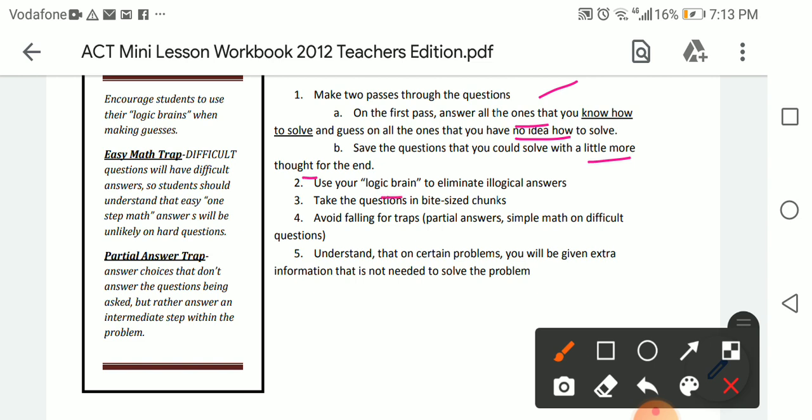Use your logic brain. It's very important to eliminate illogical answers. Take the questions in bite-sized chunks. Avoid falling for traps, partial answers, and simple math on difficult questions. Understand that on certain problems you will be given extra information that's not needed to solve the problem. These are some tips that, if we follow, the exam will be easier for me.